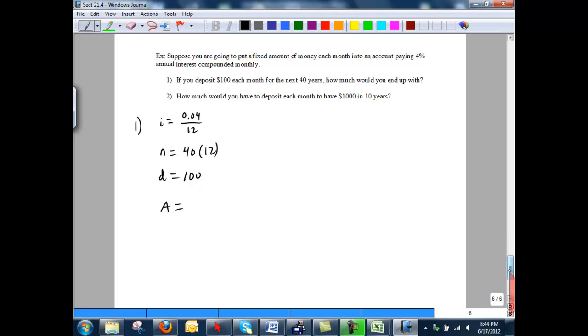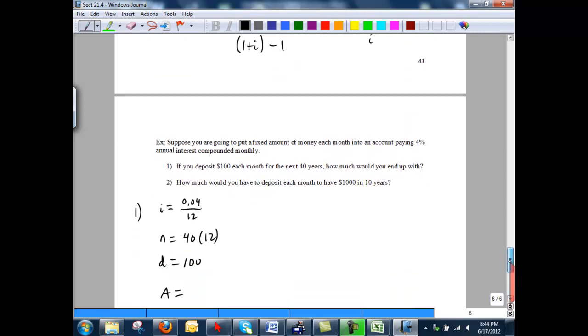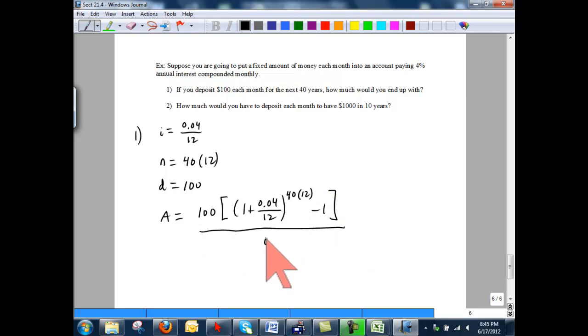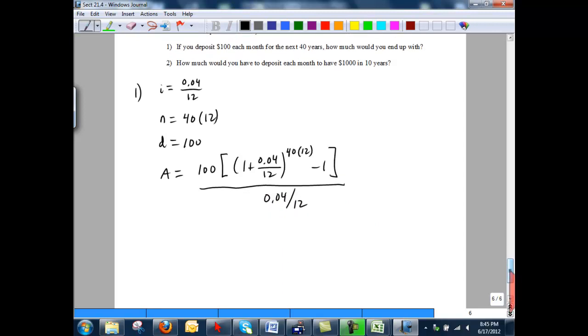So I go to the formula that we just developed and plug these quantities directly in. And the expression then looks like this: 100 times (1 plus 0.04 divided by 12) to the 40 times 12th power, minus 1, divided by 0.04 divided by 12. Alright, let me say just a bit about entering this into your calculator. It's obviously a calculator problem.